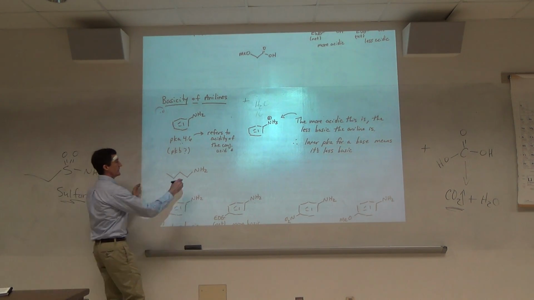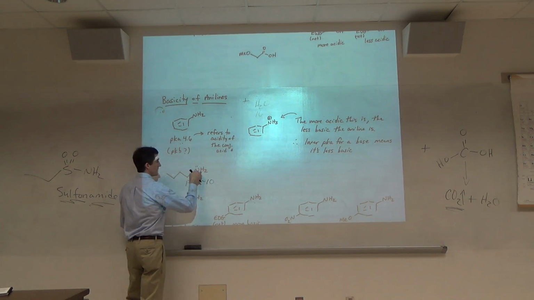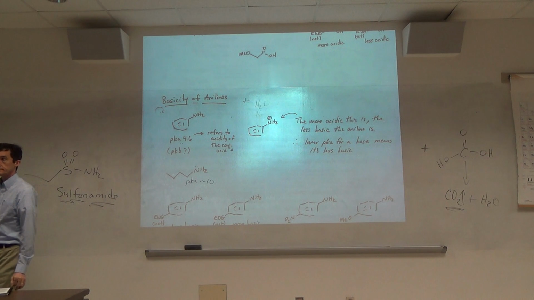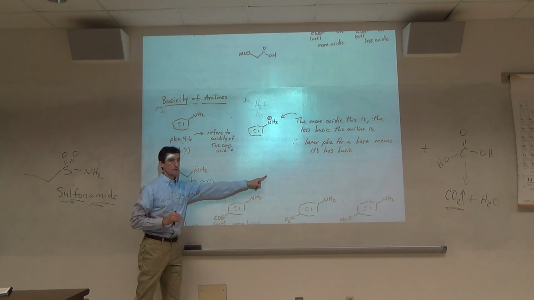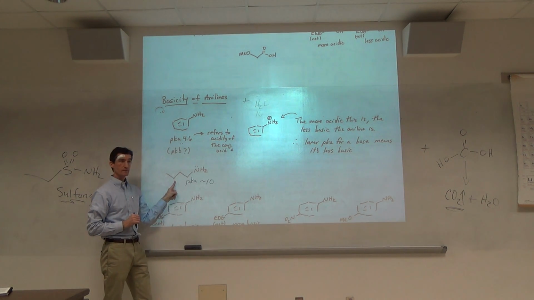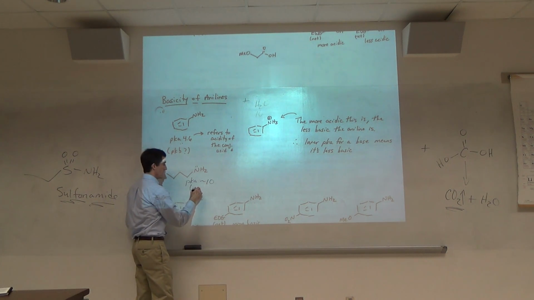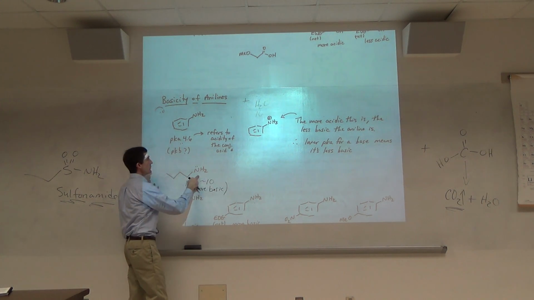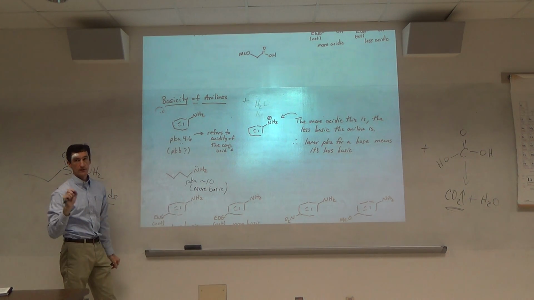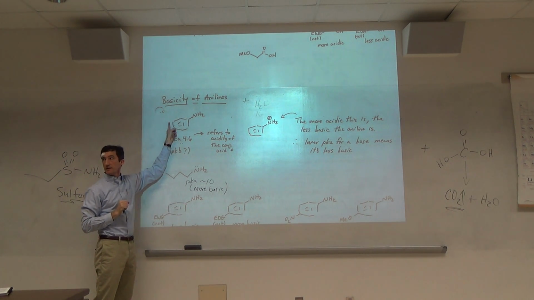What's the pKa of this guy? Anybody remember? Approximately 10. That means the conjugate acid is less acidic, thus the base is more basic. See, this is more basic. Why is it more basic than that? And we'll end here. Because here the lone pair is delocalized into the ring.